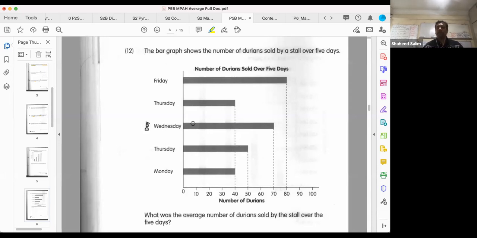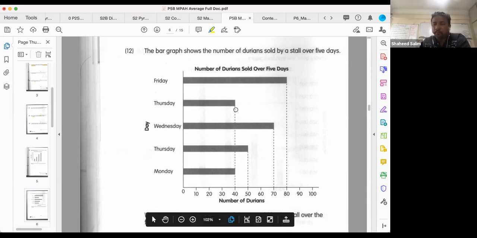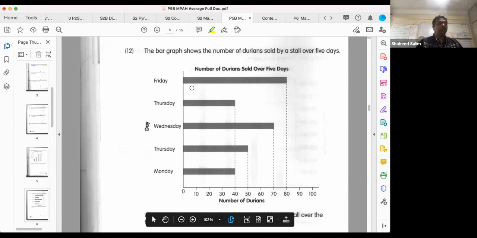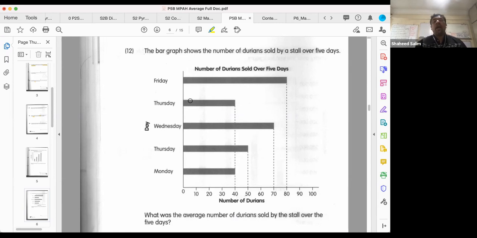That's the total number of durians, Mr. Izzat. They want to know what's the average number of durians per day. You must divide by what? You got to check now. 40 plus 40, 80. 80 plus 50, 130. 130 plus 70, 200. 200 plus 80, 280 in total. You divide by 5. You will get 56. 56 average a day.